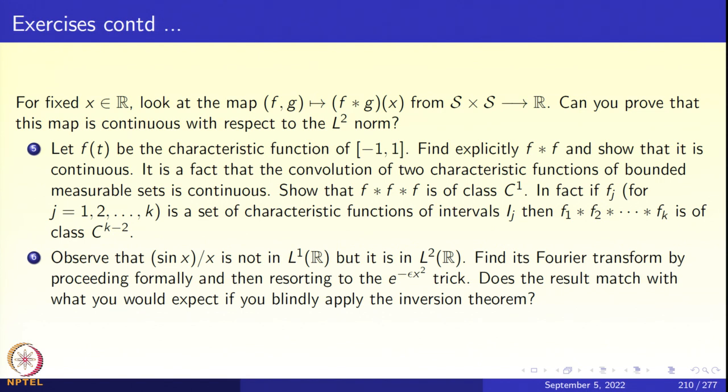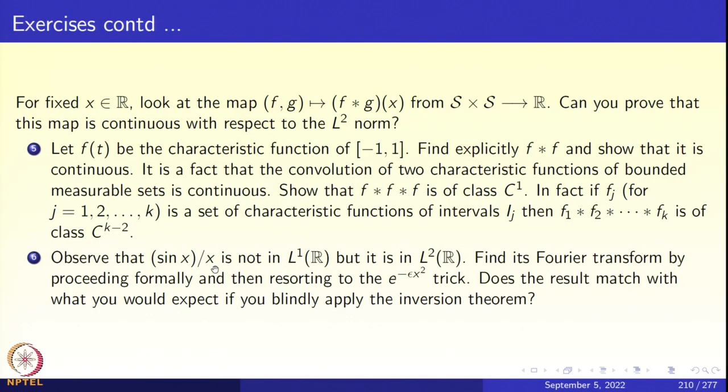Now, that result ought to be the characteristic function of [-1, 1], because that's what the inversion theorem will predict. The inversion theorem will predict that the Fourier transform of 2 sin x / x must be the characteristic function of [-1, 1]. You can see whether this formal argument with the e^(-ε x²) trick produces the characteristic function of [-1, 1] with a half factor thrown in.